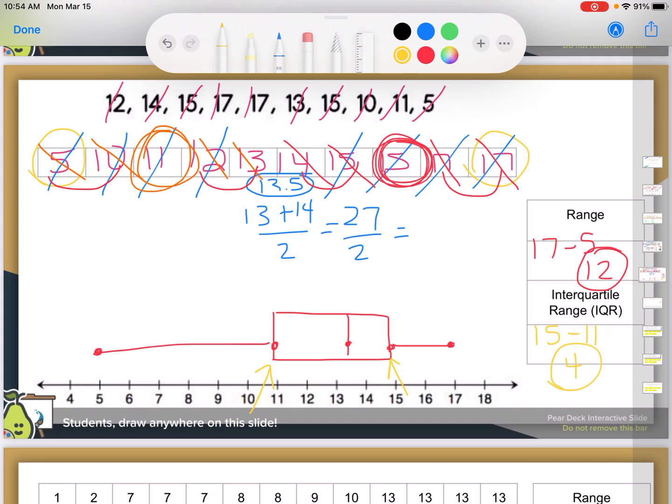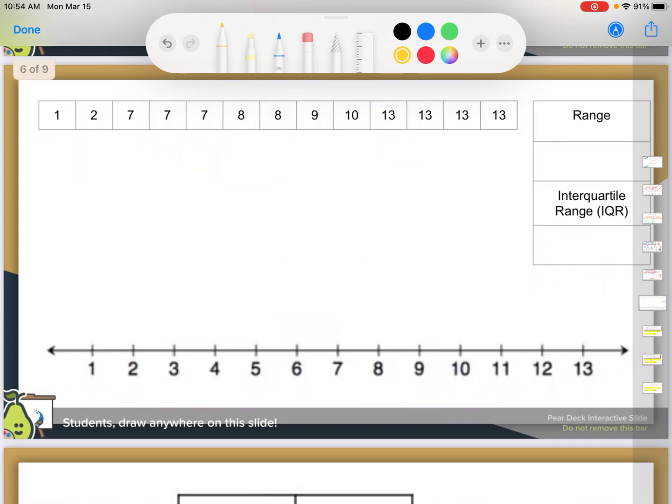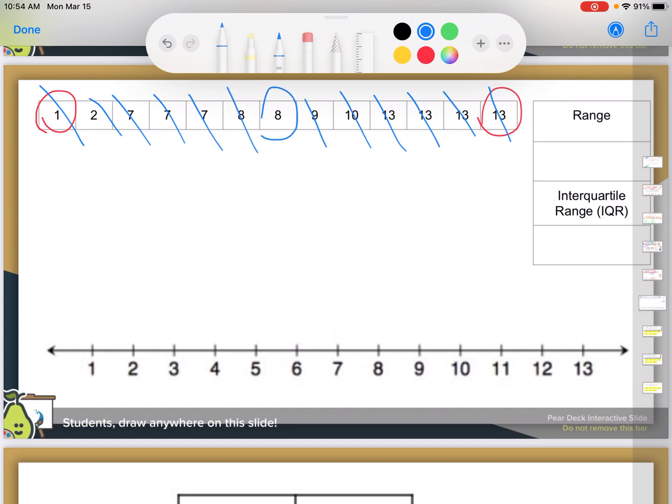All right, then the last one that we're going to construct, I've already put the numbers in order for you from least to greatest. So you're going to circle your minimum and maximum. Then you're going to go through and find your median. All right, I have 1, 2, 3, 4, 5, 6. 1, 2, 3, 4, 5, 6. So I know I did it right because I've got the same number of numbers on each side.